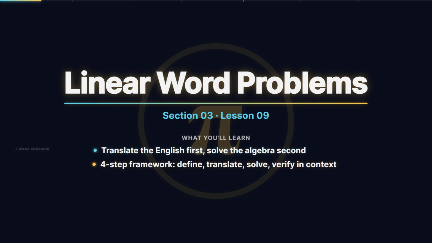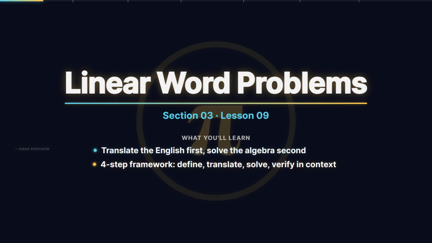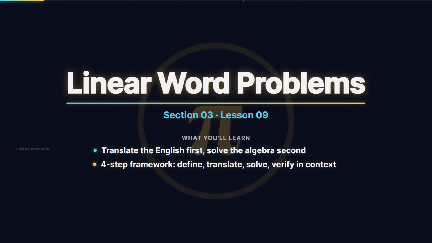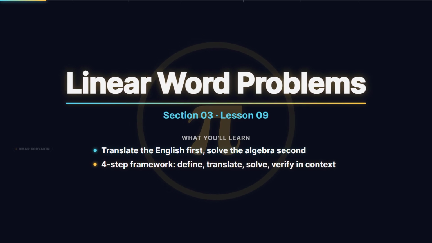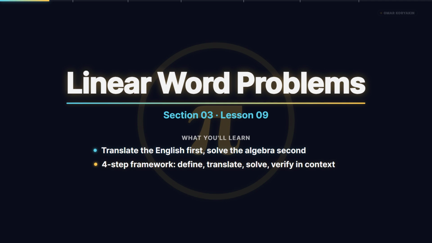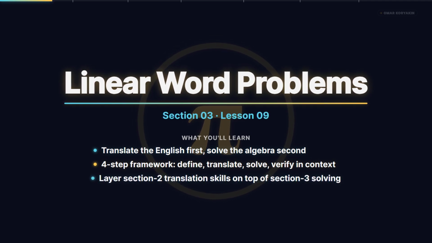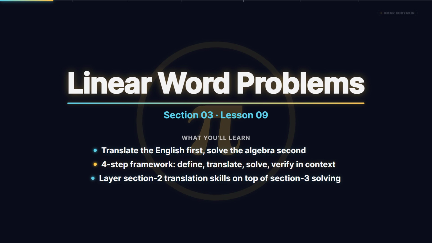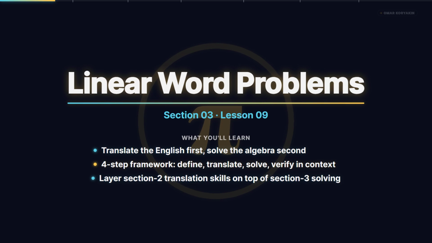Second idea, the 4-step framework. Step 1, define the variable. Step 2, translate the English into algebra. Step 3, solve the equation using Section 3 techniques. Step 4, verify the solution by substituting back into the original English context. Each step has its own moves and its own common errors, and treating the 4 steps as separate, distinct phases prevents most of the confusion that blurry workflows cause. Today we walk through 2 clean examples covering 2 different problem templates with the 4-step framework explicit on every step.